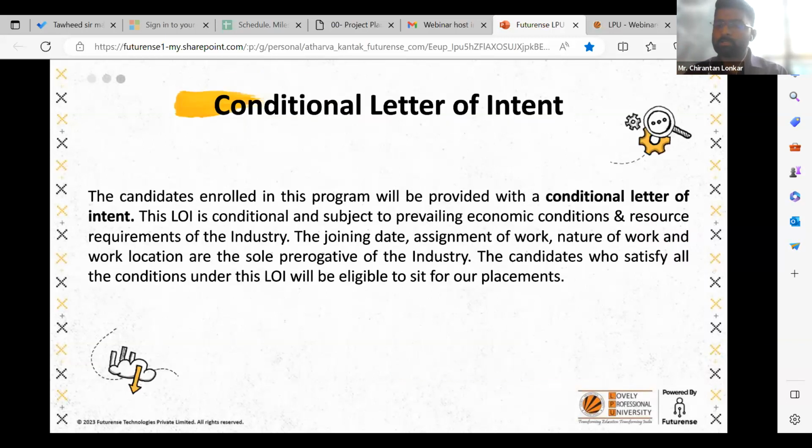You will be offered a conditional letter of intent. Please note, this is a conditional letter of intent. The joining date, the assignment of the work, nature of the work, and location are the prerogative of the industry. And obviously, this will be given only to a candidate who satisfies the requirements. Next part.